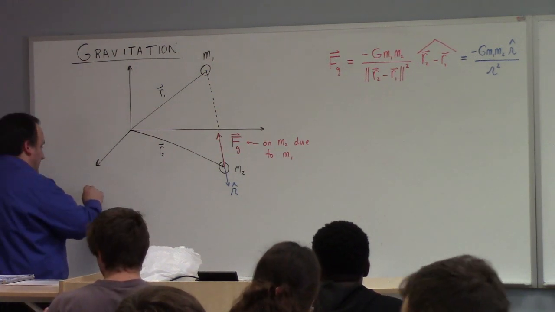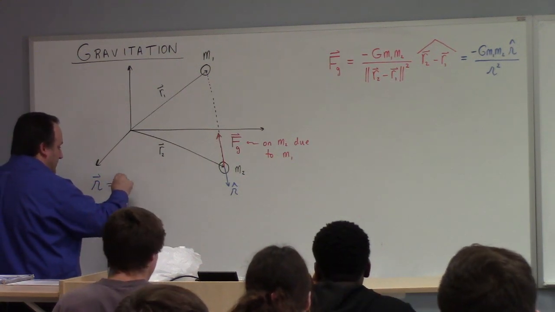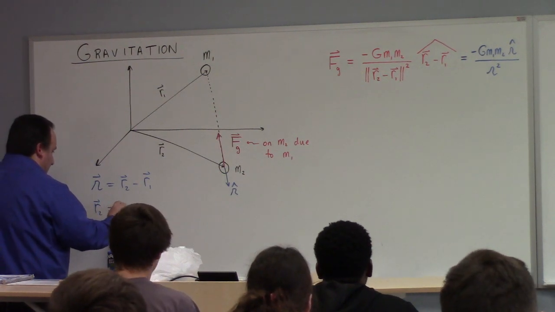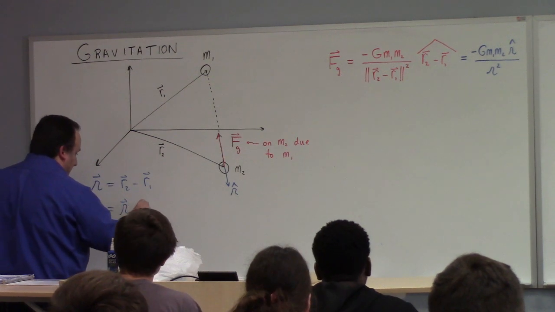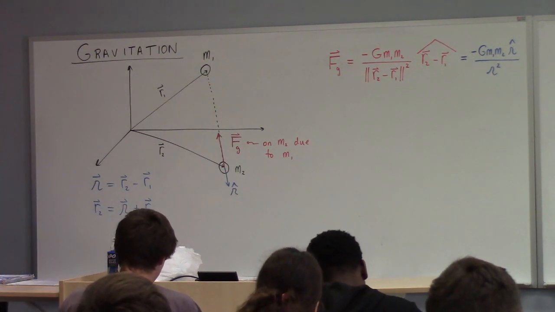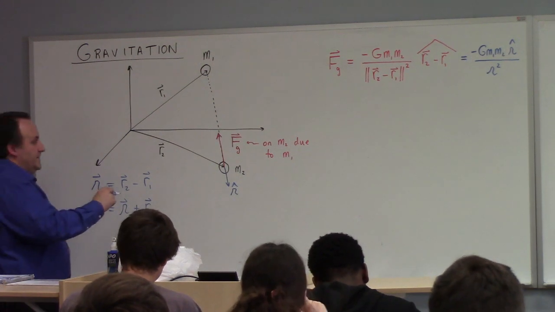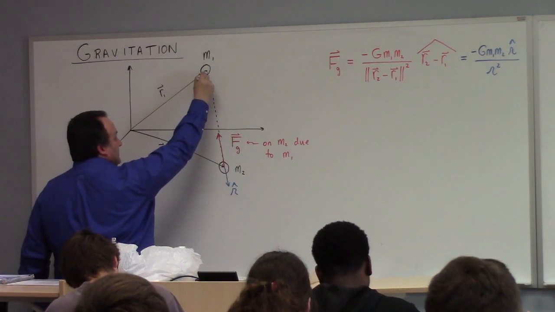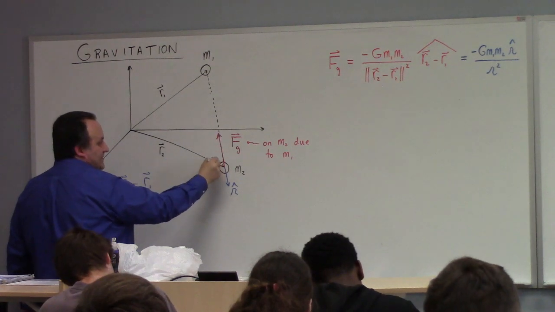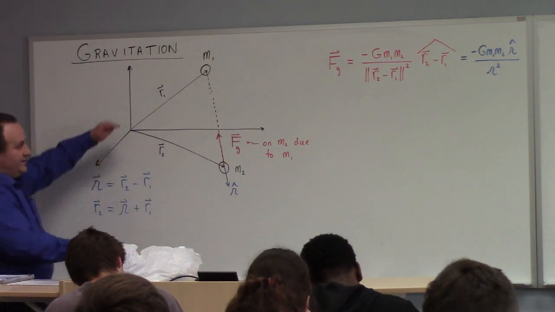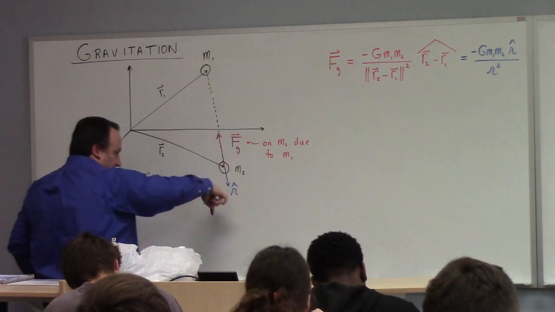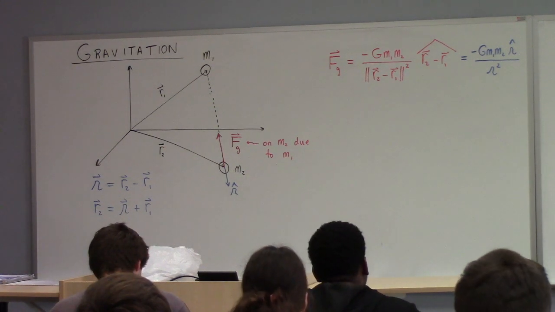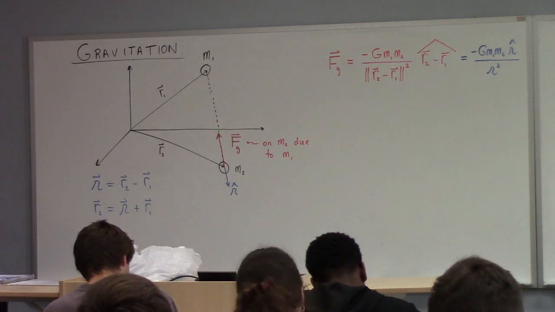I'm saying that script R is equal to R2 minus R1, right? So that means that R2 is equal to script R vector plus R1. If you want to envision that, this is R1, and this vector like that is script R. So script R vector goes from M1 to M2 like that, in that direction. I put a minus in the formula because gravity is attractive. Are we understanding?